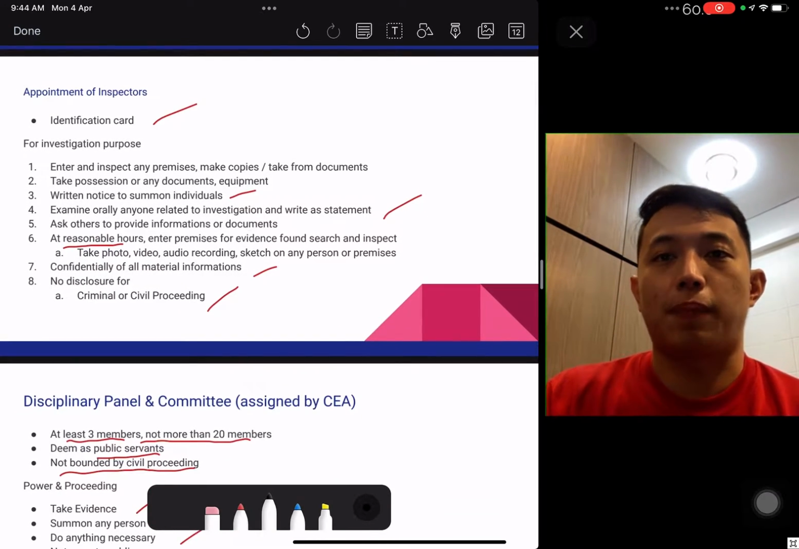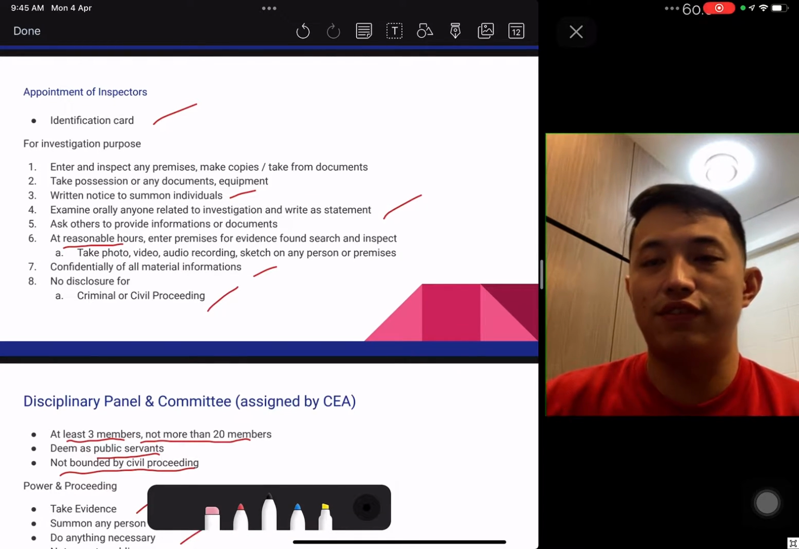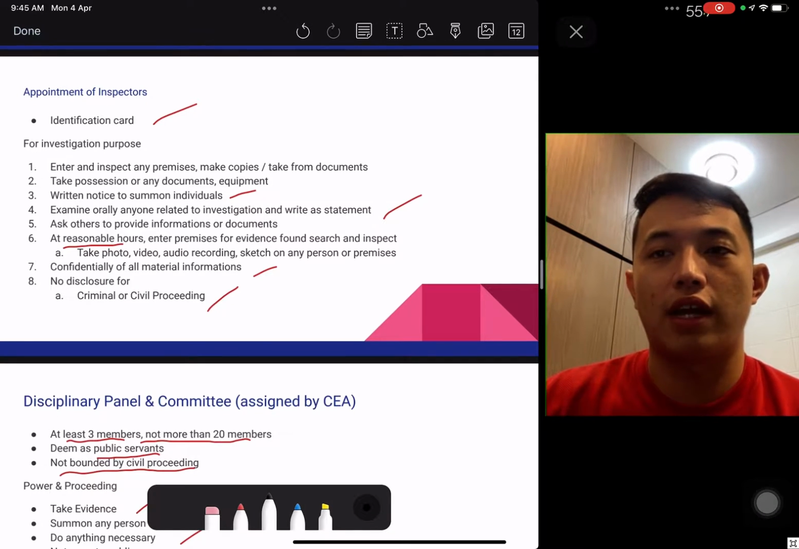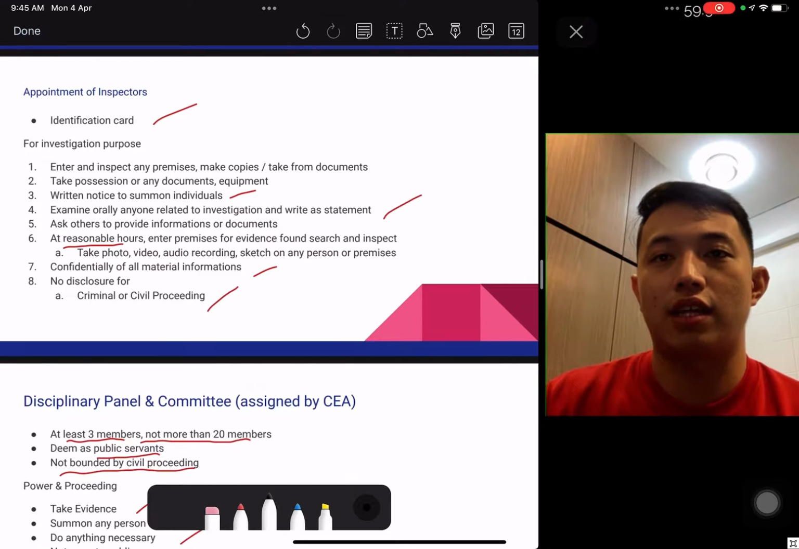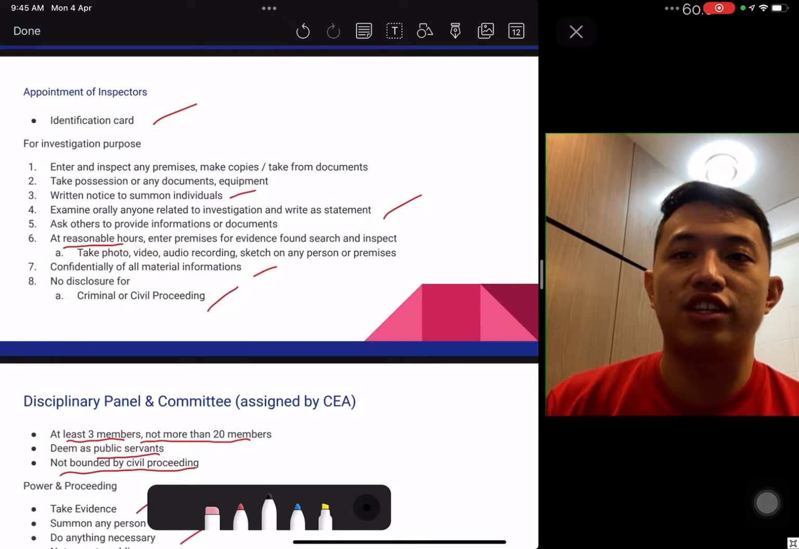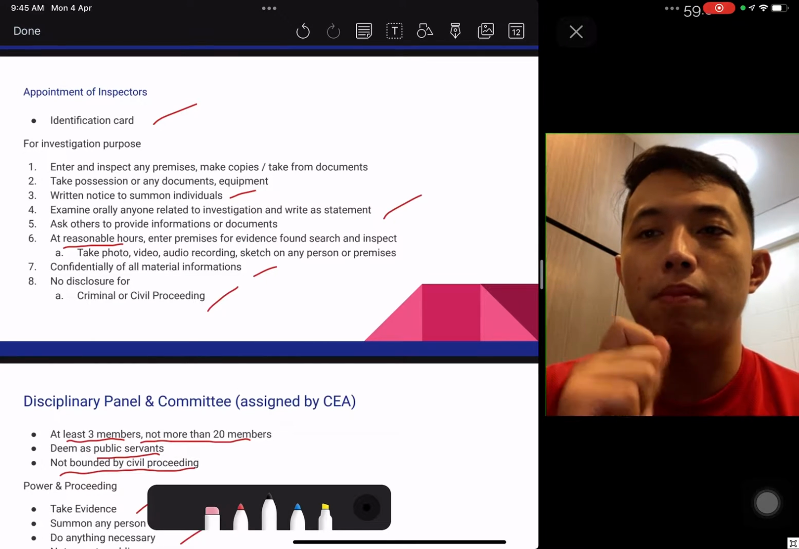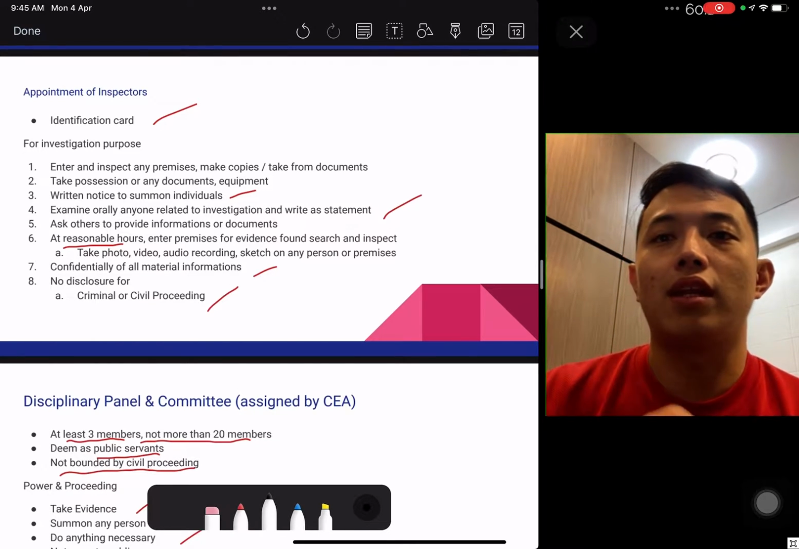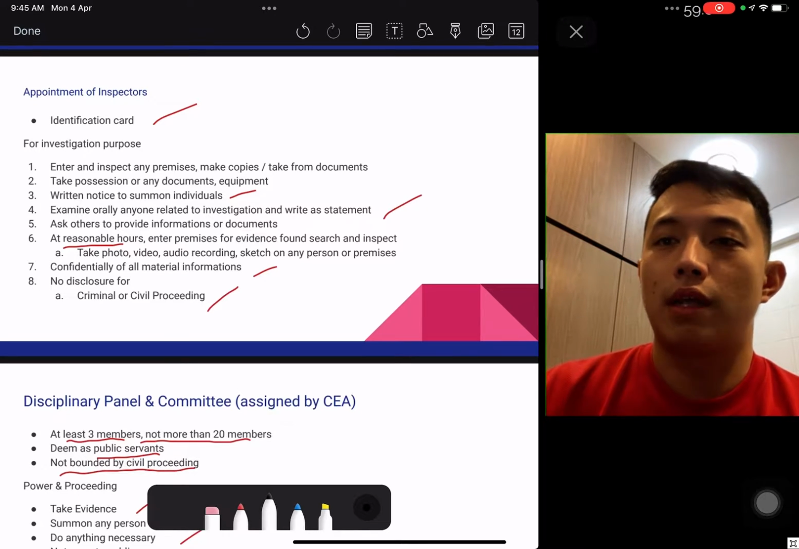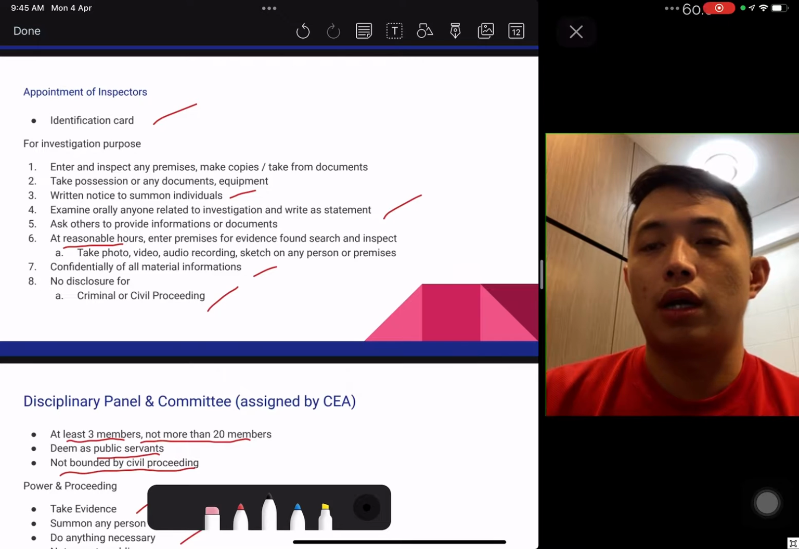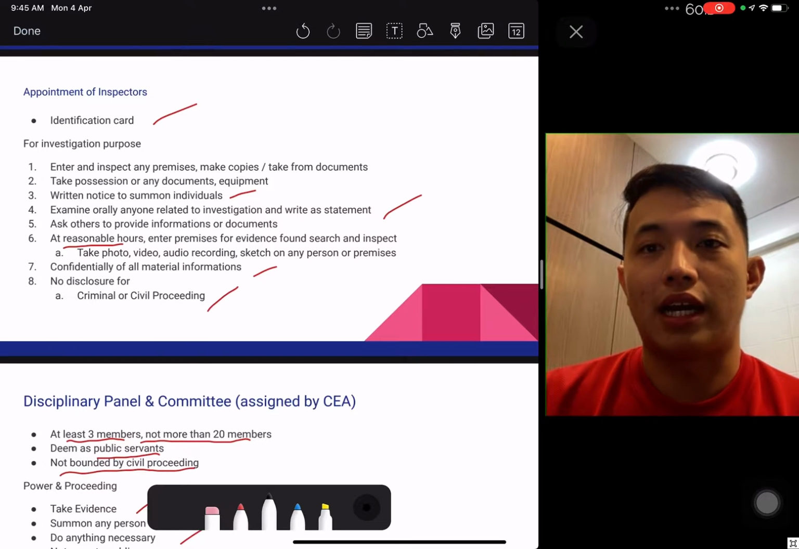Next, appointment of inspector. For this part, all inspectors are to investigate cases such as complaints, frauds, any breach of any act or regulation. There will be an inspector assigned by CEA to investigate. The investigator will have an identification card. Then they will be able to enter and inspect any premises at a reasonable time, make any copy, take any possession, summon anyone to take statements, and do whatever it takes to do the investigation. So there's no stopping them because they are also a public servant.